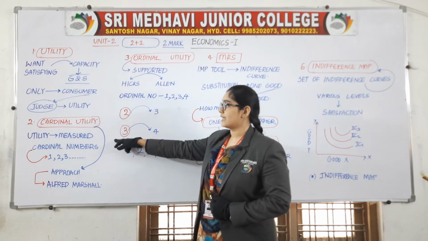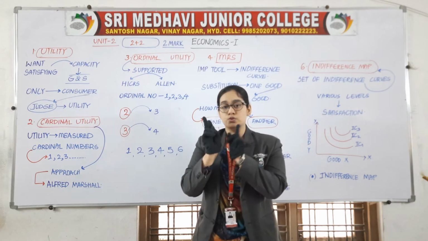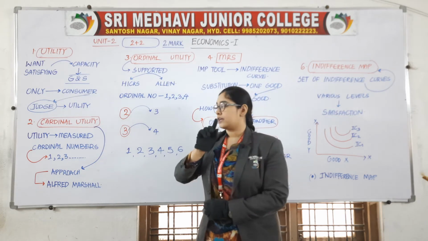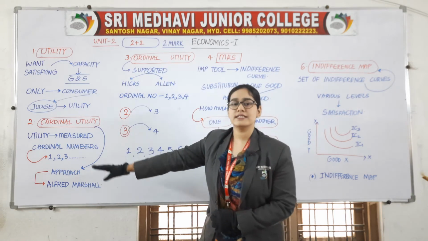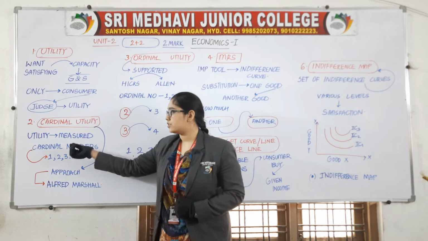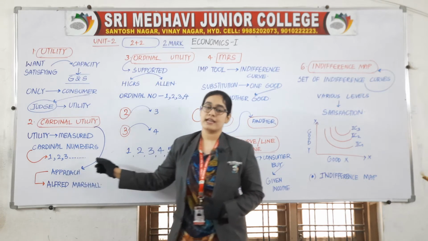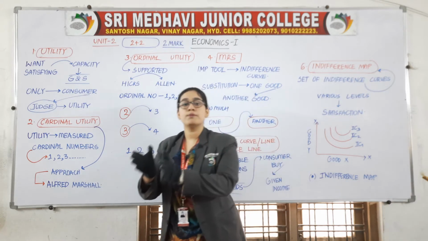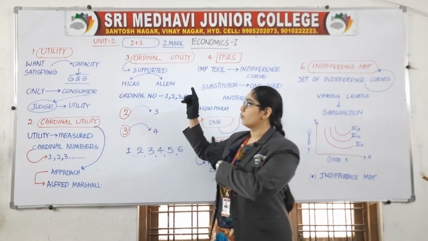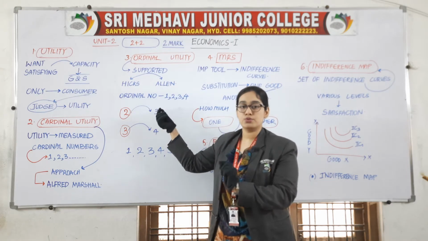Now let us go to the second one, cardinal utility. Utility actually is divided into 2 types. The first one is cardinal and the next one is ordinal. We can discuss these 2 definitions at a time. Cardinal utility means utility which you can measure in cardinal numbers such as 1, 2, 3 and so on. So 1, 2, 3 and so on are cardinal numbers. Is that clear? And in ordinal utility, utility can be measured in ordinal numbers, that is 1st, 2nd, 3rd.